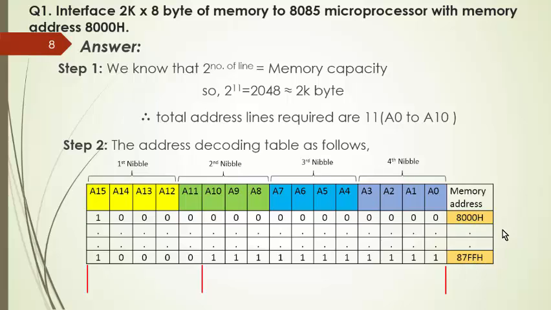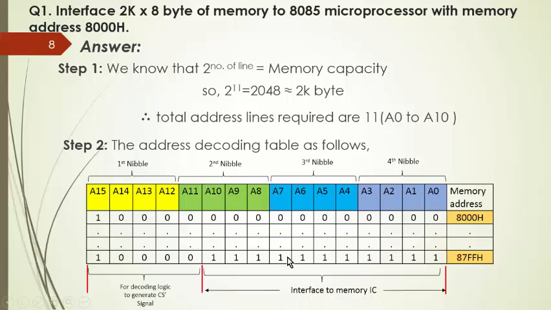Okay, so you can cross check this final address 87FF, whether we are getting the 2 kilobyte of memory capacity or not. Just subtract this final address 87FF minus 8000, you will get 7FF. If you convert this 7FF to decimal, you will get definitely 2048, that is 2 kilobyte of memory capacity. If you are getting some different memory capacity or memory size, it indicates that the selected number of address lines are wrong.